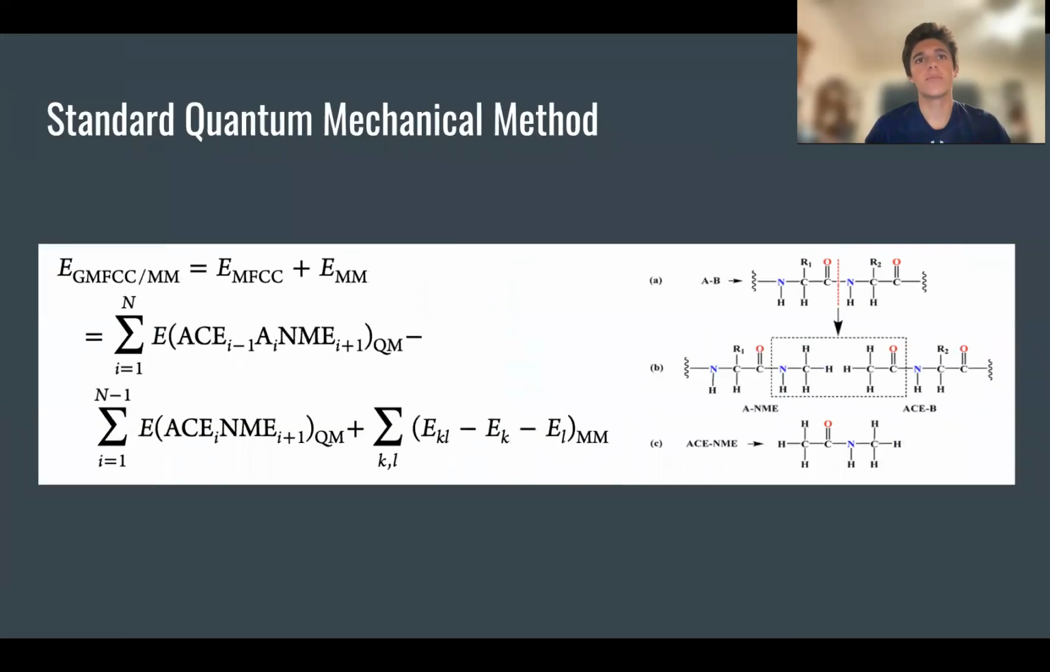As described before, the protein is divided into 21 fragments. A conjugate cap, shown here, is used to saturate dangling bonds so that all fragments are terminated with an acetyl group and an N-methylamide group.